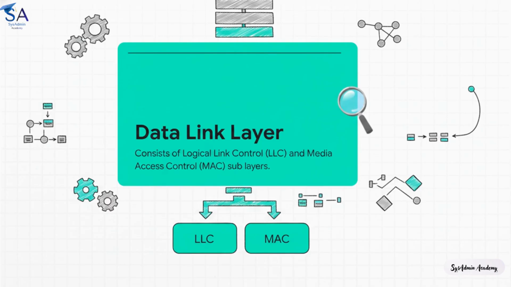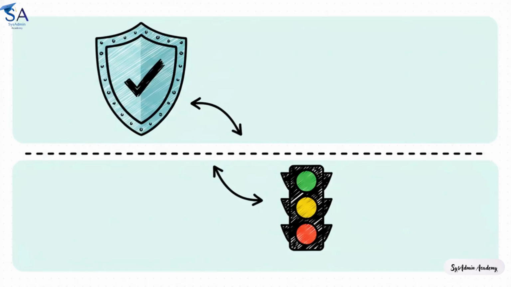I know, acronyms can feel super overwhelming for beginners, so let's break them down simply. The data link layer consists of the logical link control sublayer, known as LLC, and the media access control sublayer, known as MAC. Let's compare the two. The LLC sublayer acts almost like a shield. It protects data by providing services to higher layers and performing error checking and flow control.